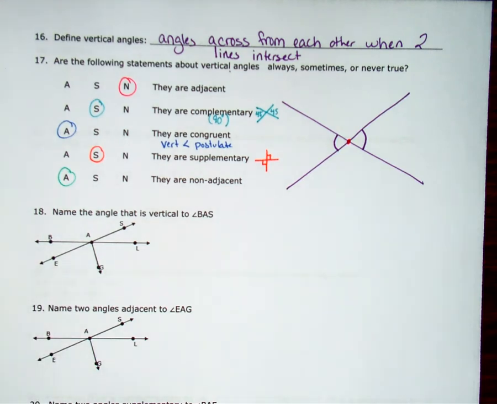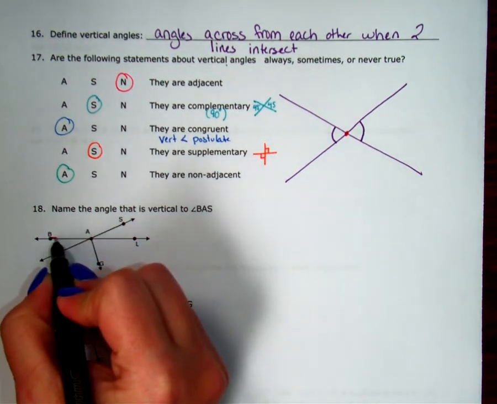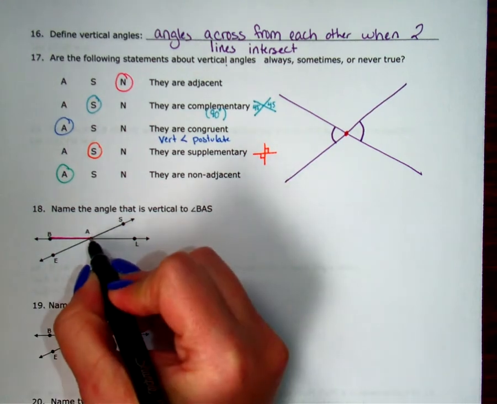Okay? All right, let's look at number 18. Name the angle that is vertical to angle BAS. So, well, let's first find out where angle BAS is.